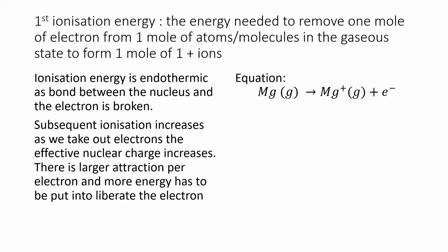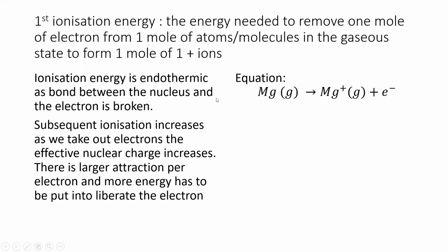The first ionization energy is the energy needed to remove 1 mole of electrons from 1 mole of atoms or molecules in the gaseous state to form 1 mole of 1 plus ions. Do not forget to state it's in the gaseous state, and the equation is denoted by this, where Mg, for example, we're taking magnesium here, which is in gaseous state, forms a 1 plus ion, and electrons are shown. Do not forget the gaseous state and the electrons.